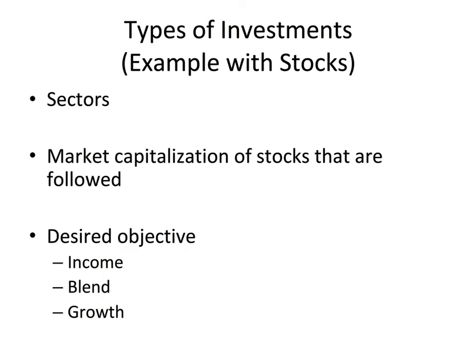Mutual funds will also differ in the type of investments that they make. Some will only invest in specific sectors, for example, the financial sector, transportation sector. Some funds will also differ by the market capitalization or the size of the companies that will be included in that mutual fund. There will also be some differences in their desired objective. Are they an income or value fund, i.e., do they seek stocks with high dividends? Are they a blend of income and growth, or are they a growth fund? Are they trying to pick funds that will have high growth rates?